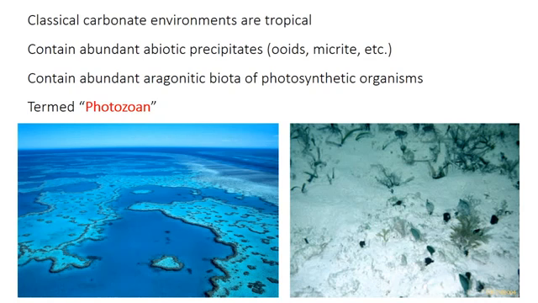So as you learned before, the classic idea of a carbonate environment is a tropical, warm water, clear, beautiful marine setting. And these classic carbonates contain abundant abiotic or inorganic precipitates like ooids or micrite. They're dominated by aragonitic organisms like green algae. And so because photosynthetic or at least symbiotic organisms are the dominant producers of skeletal fragments in these settings, these typical warm water carbonates have been given the name photozoan carbonates.